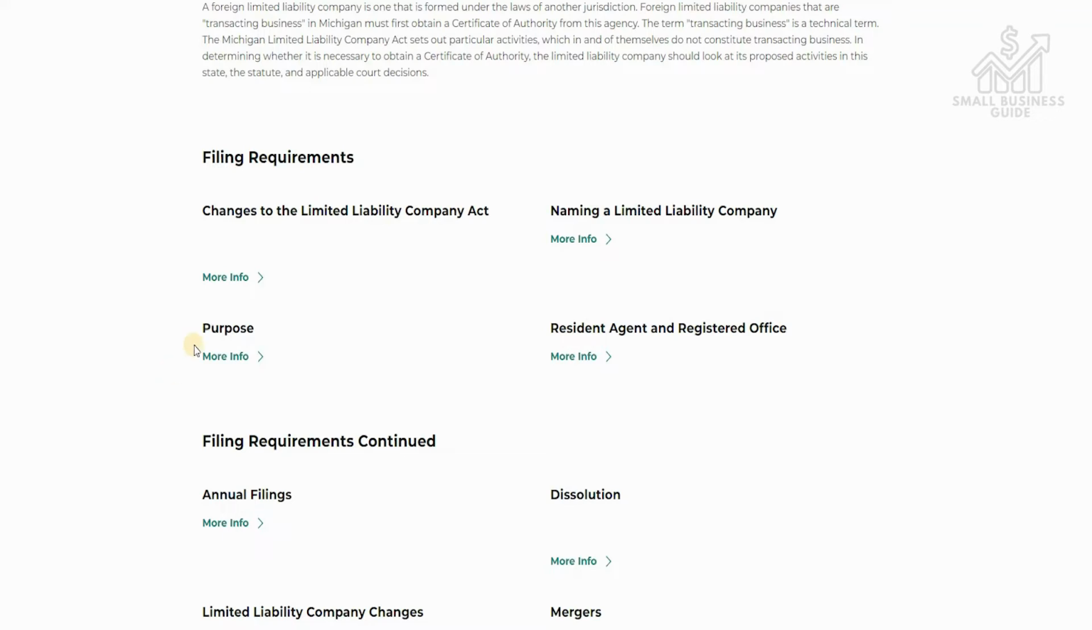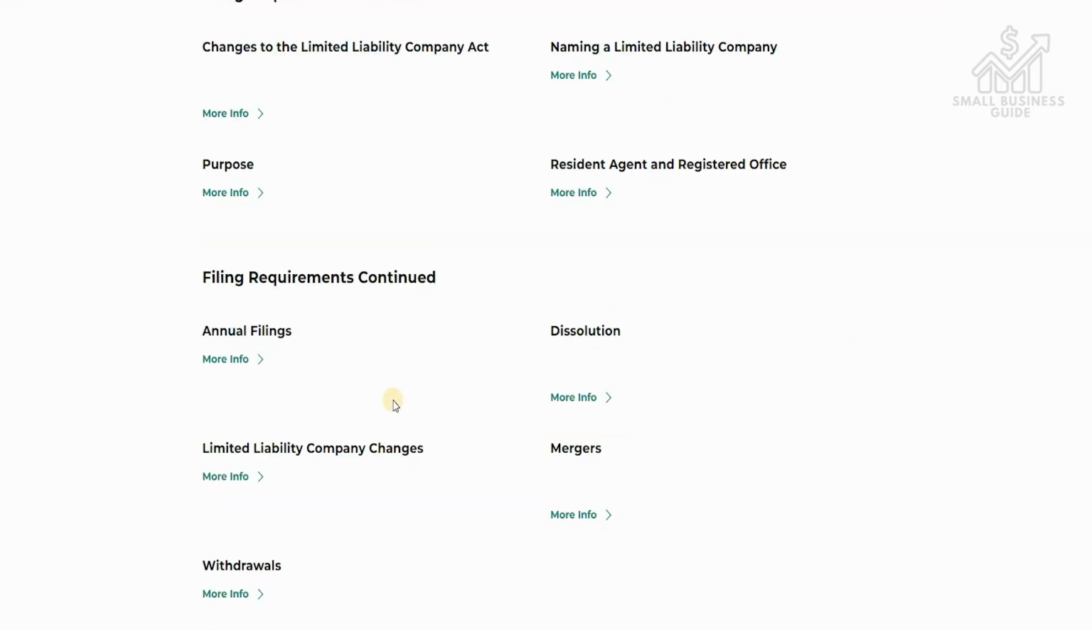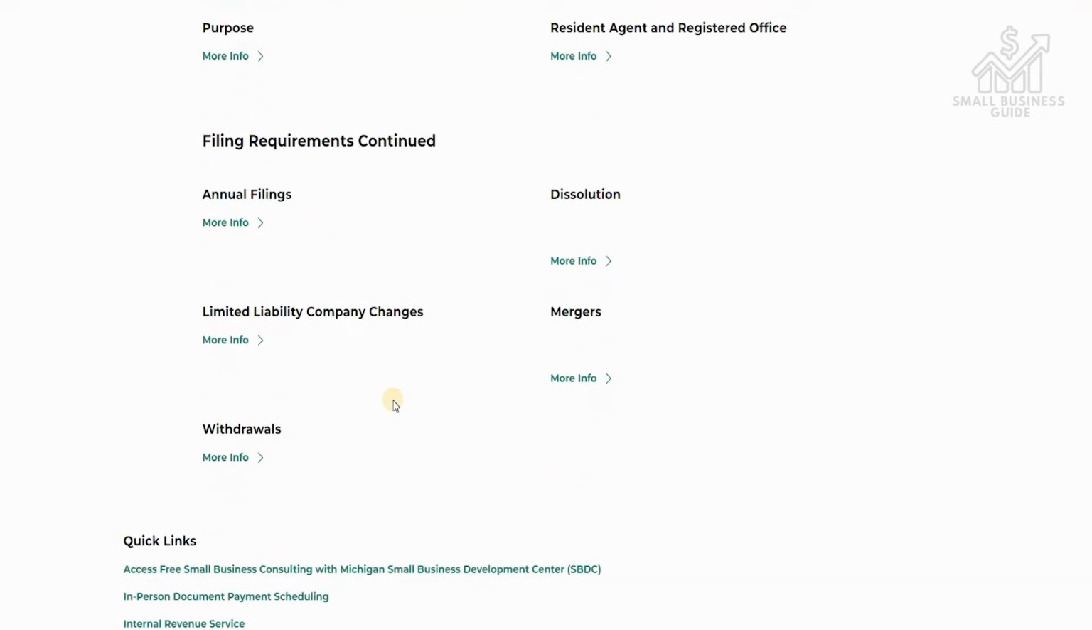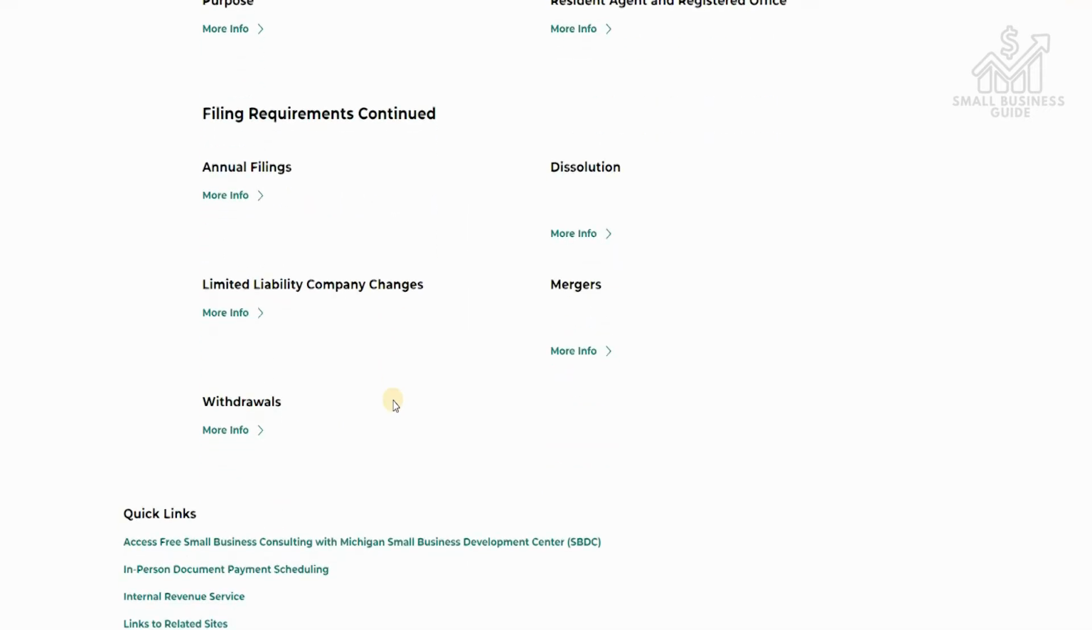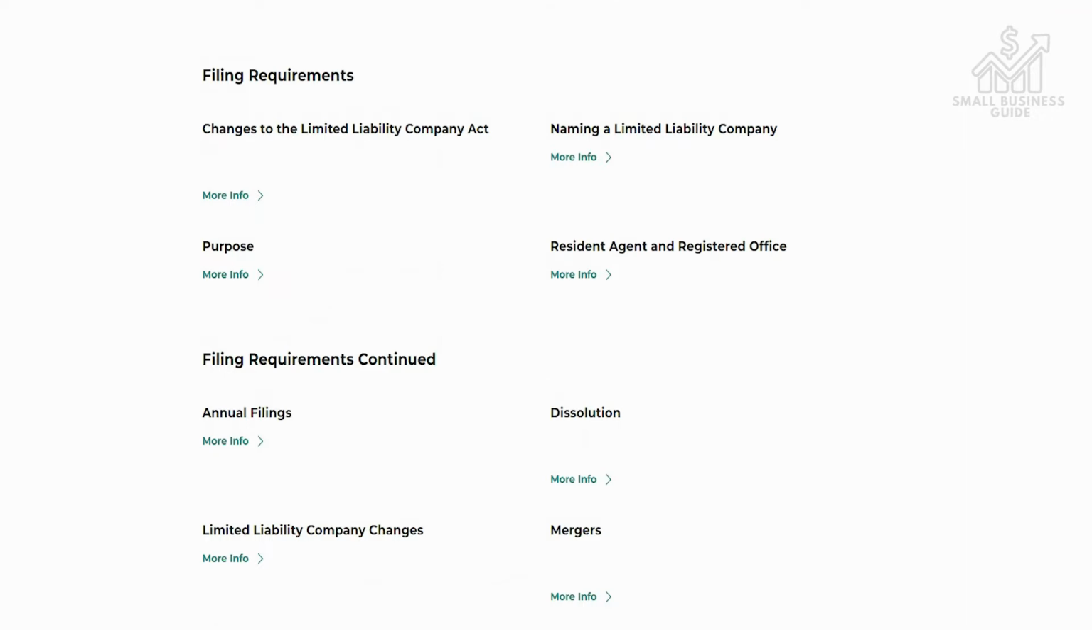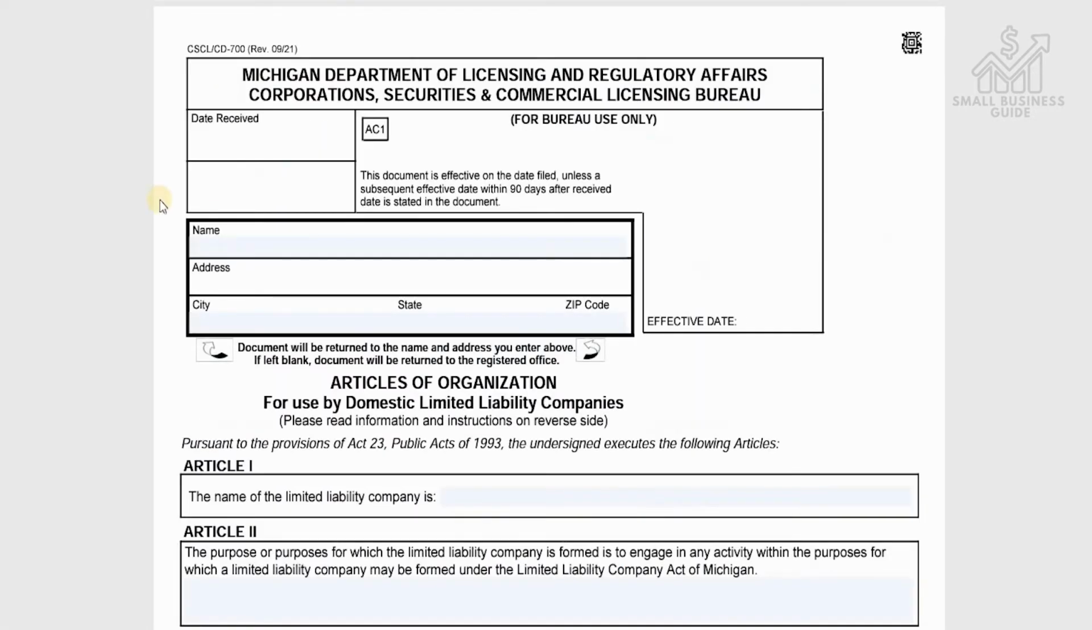The changes to the Limited Liability Company Act are available over here. The naming of a company is available, the purpose for which the company is formed, and getting a resident agent or registered office, which I'm going to go into in great detail because this is a very important point. You have the filing requirements as well for the annual filing, the dissolutions, the limited liability company changes, the mergers and withdrawals. Now, if you want to do it online or if you want to do it offline, you can easily go to this form.